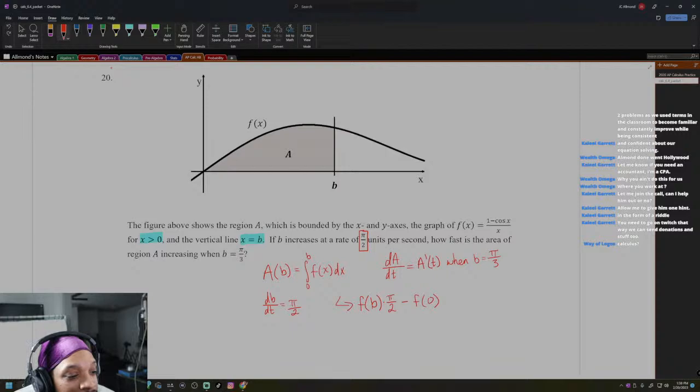But I think I can evaluate f of b because I have f of x, and I know a b value. Isn't f of x basically 0? f of x is this right here.